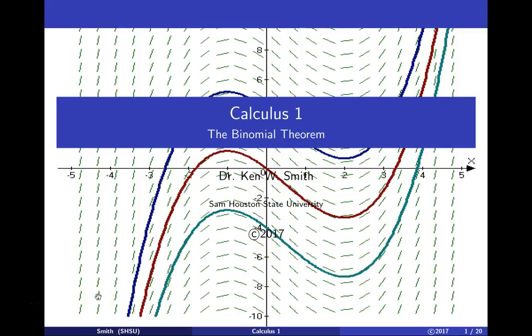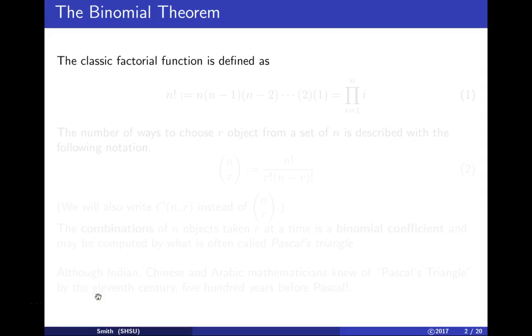In this presentation, we look at the binomial theorem. The classic factorial function is needed for the binomial theorem. That is, n factorial is defined to be n times n minus 1 times n minus 2, and so on down to 2 times 1. It's the product of all the integers as i goes from 1 to n. So we'll start at n and go down to 1.